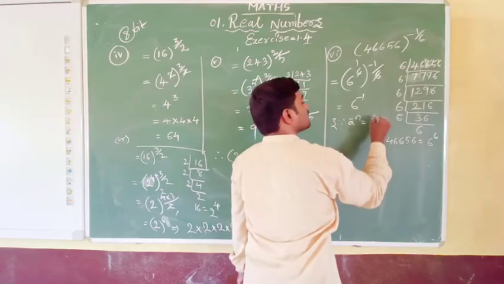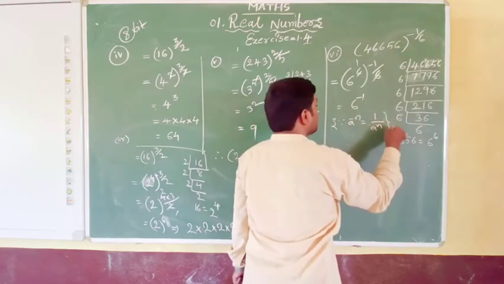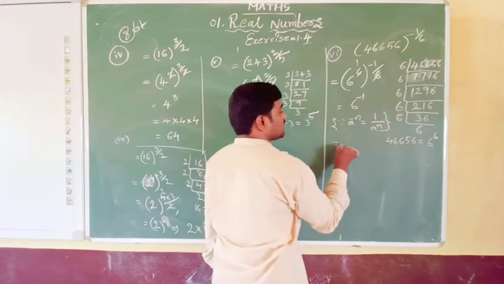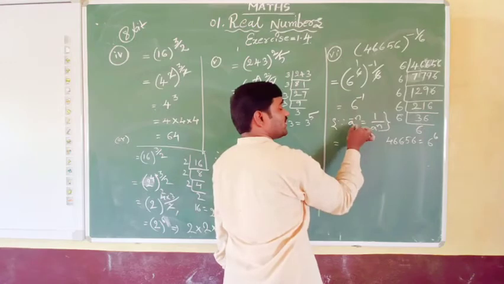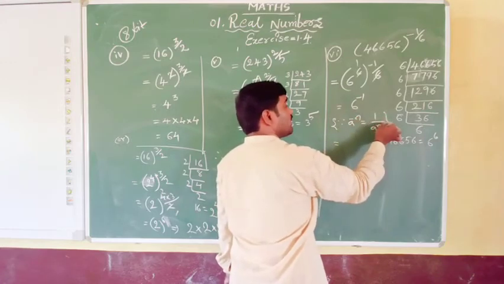A to the power of minus n is equal to 1 by a to the power of n. People have learned this in the 8th class, and in the 9th class it is also useful. 6 to the power of minus 1 we can write in the form of a to the power of minus n, and we have to change it to 1 by a to the power of n.